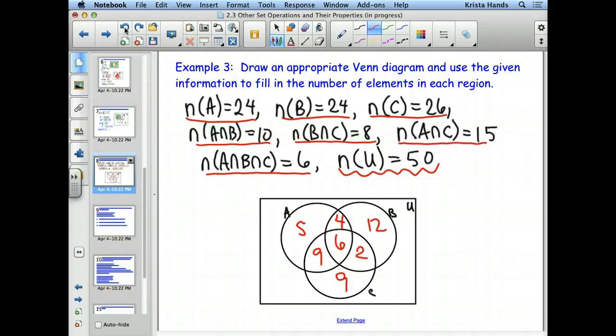Right. So everything inside of the rectangle, including all the pieces that I've already filled in inside of my circles, has to be 50. So I need to add up everything inside of my circles to figure out how many I'm missing. So I have 5, 4, 12, 9, 6, 2, and another 9. What's that add up to right now? 47? So how many are missing from out here? 3, because it's supposed to add up to 50. Okay, does that make sense?